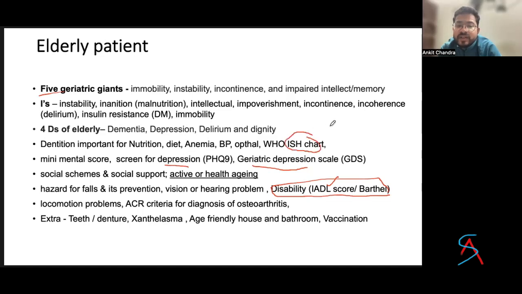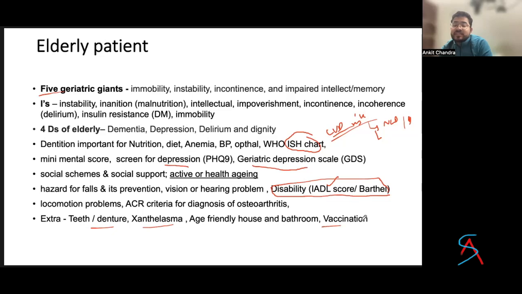Now not ISI chart but the CVD risk chart is available. You have to assess the CVD risk for any NCD patient, like a patient with diabetes or hypertension, and also among the elderly. What is their BP? Based on laboratory or non-laboratory, you have to download it from the WHO website. Extra is to look at their dentures because it will affect their nutrition. These are signs of the elderly, xanthelasma, nothing much.